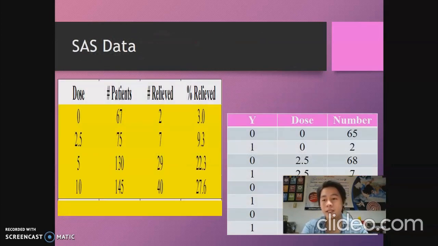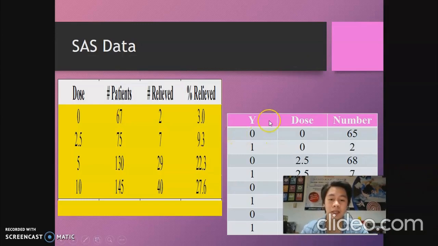So, the SAS data. We have dose 0, number of patients 67, number of relief 2, and percentage of relief 3.0. The second row has 2.5, 75, 7, and 9.3. We also have 5, 130, 29, 22.3, and the last one is 10, 145, 40, 27.6.